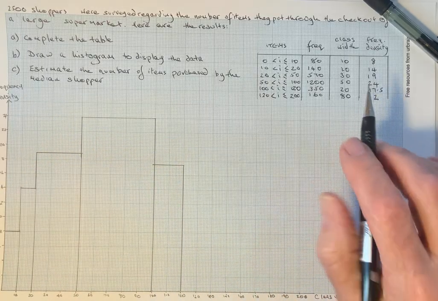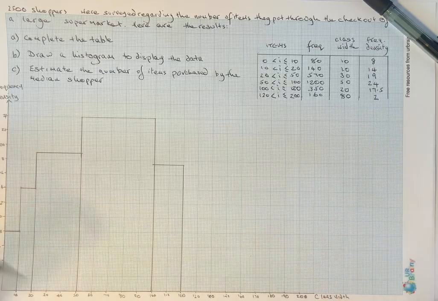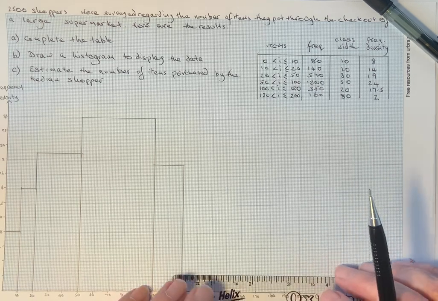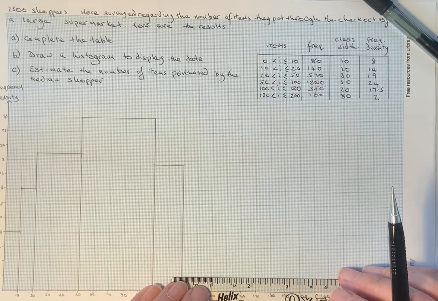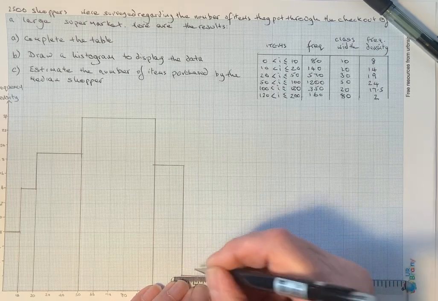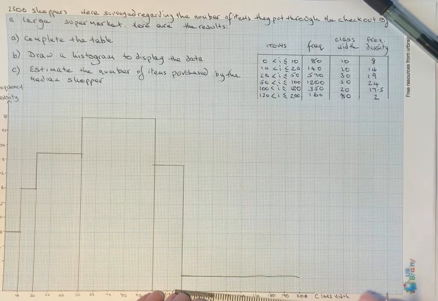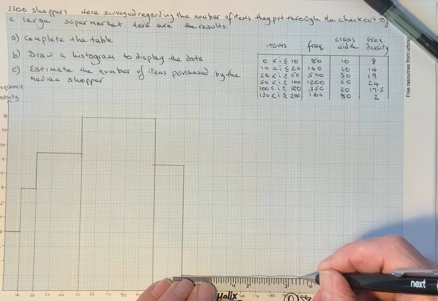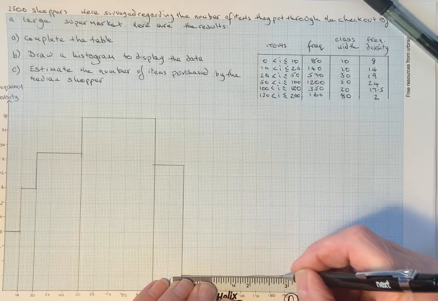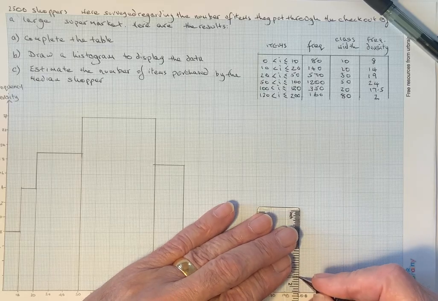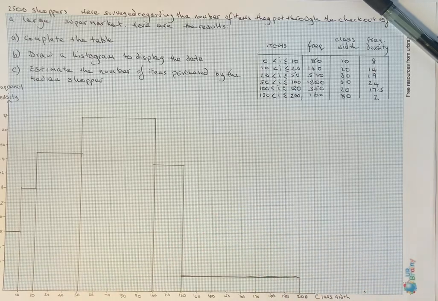Okay, and then our last bar has a height of 2 and a class width of 80. 120 to 200 is 80, and this is the 2 mark here. So we simply draw our bar in there like that. I could have done a better job of that bar, I think. Could have just got it straighter. Okay. And there we are. And that is our histogram.